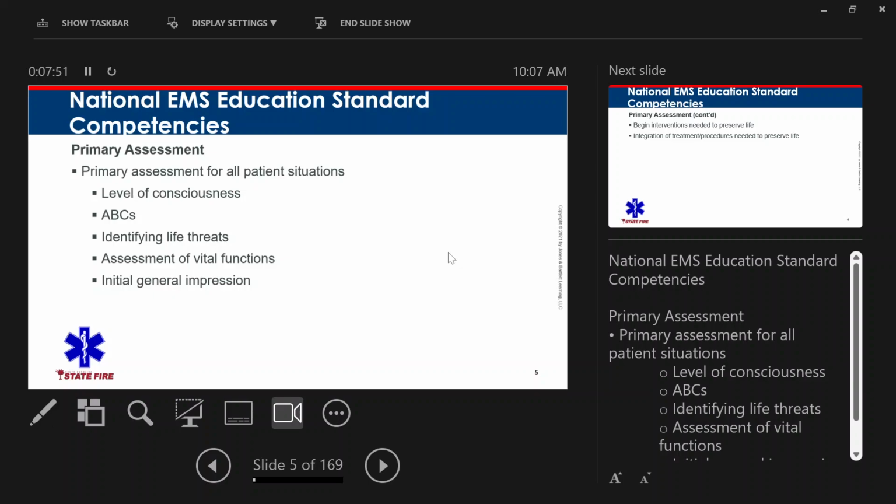Then we get to A, B, C. Those are kind of easy, right? They were before this class. Probably not too hot and easy right now. ABCs, airway. Is it open? Is it clear? Write that down on the paper. Is it open? Is it clear? That is the question we are addressing in airway.